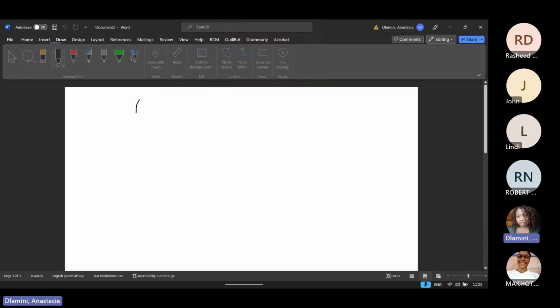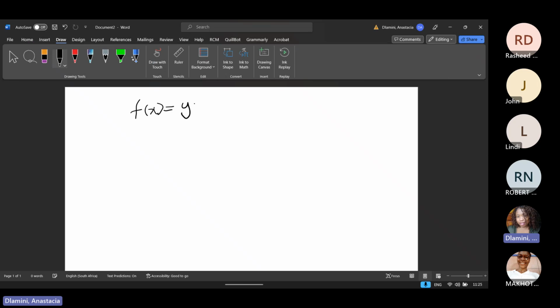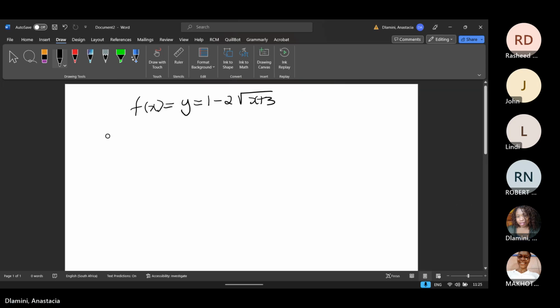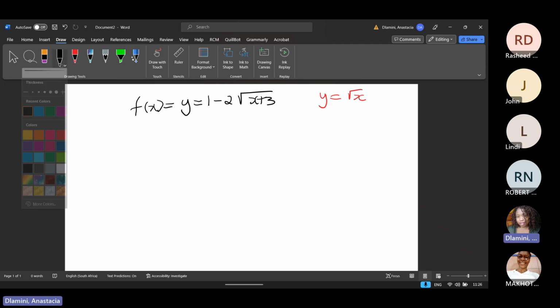Okay, so we have the function f of x is equal to y is equal to 1 minus 2 square root of x plus 3. As I said in the previous video, for you to draw this graph without substituting points, you have to start with the parent function and then do the transformation. In our case, our parent function is y equals square root of x, right? So you go to your Cartesian plane and draw y equals square root of x. So let's draw that.